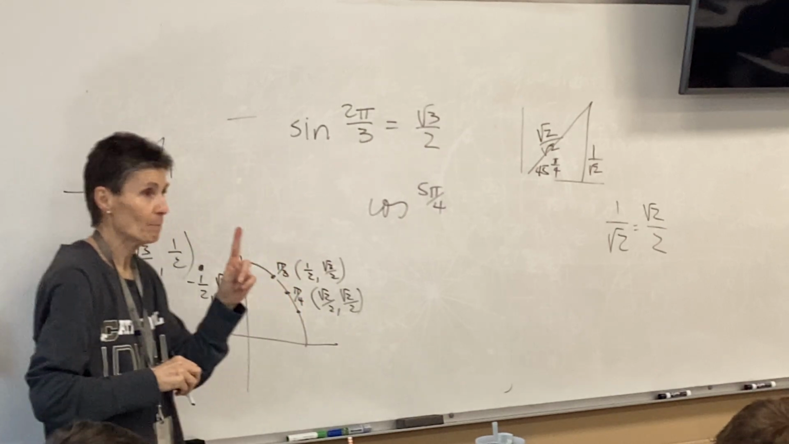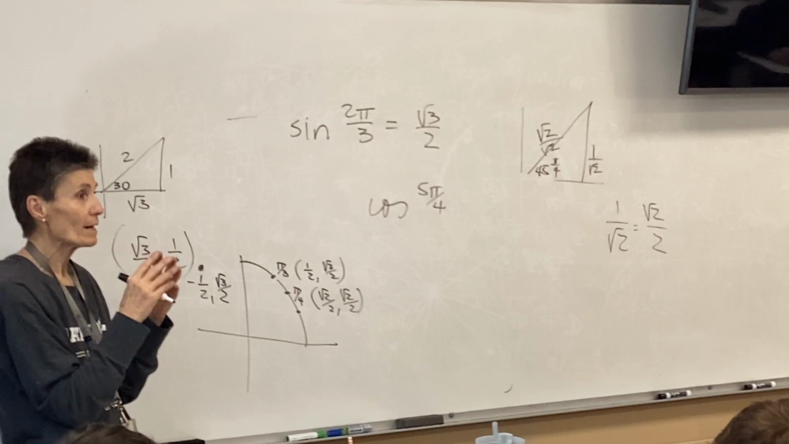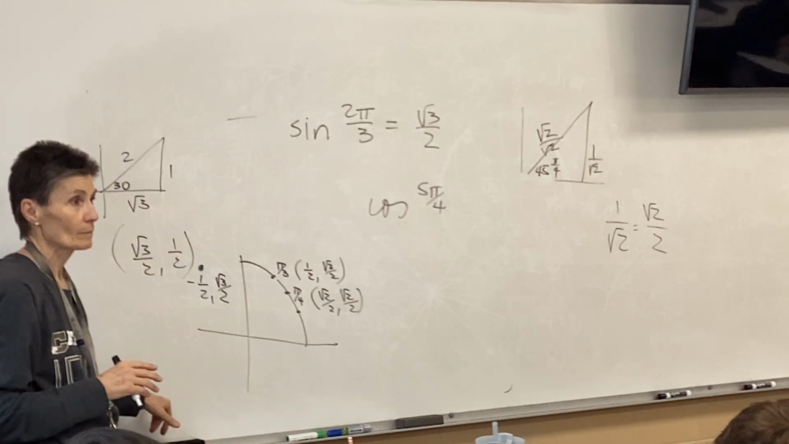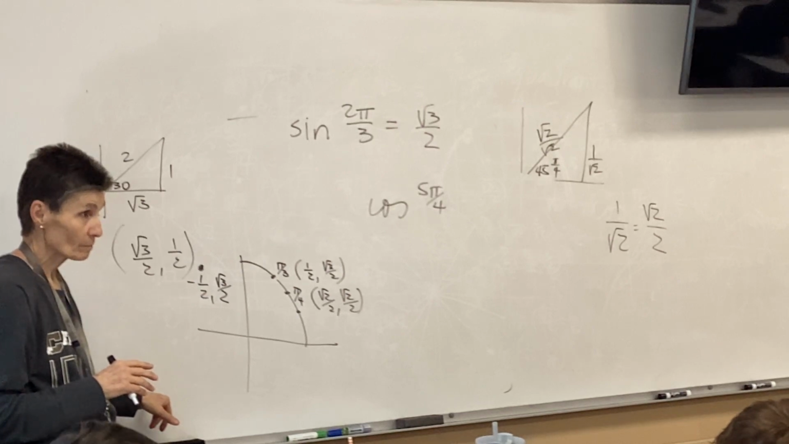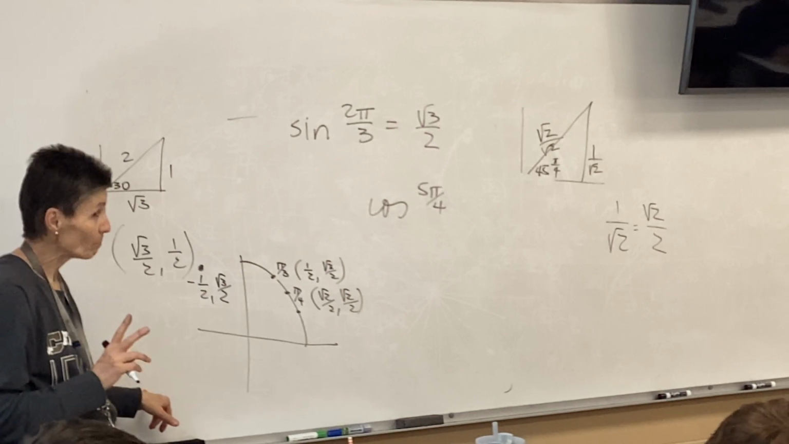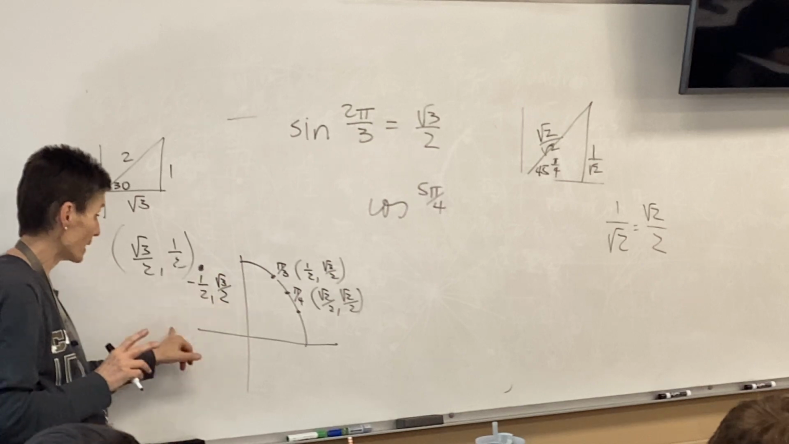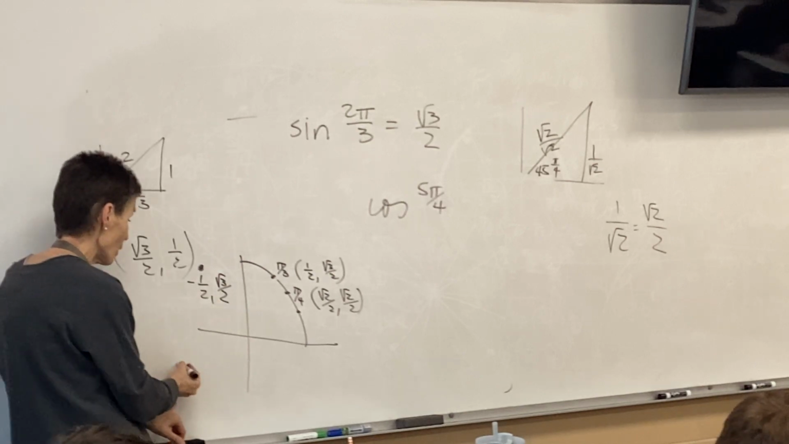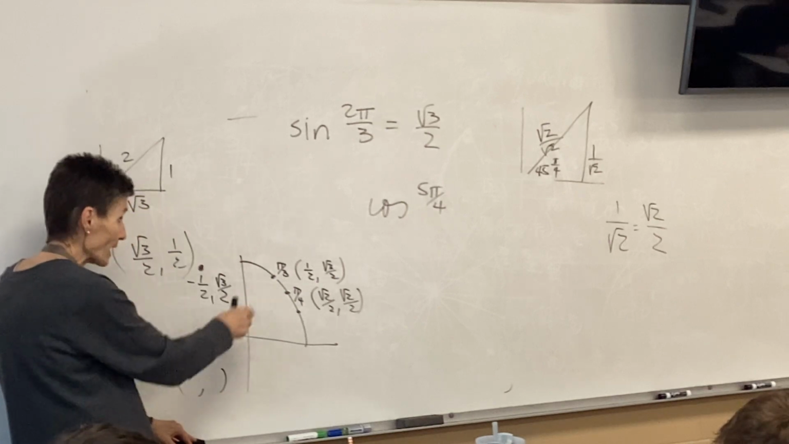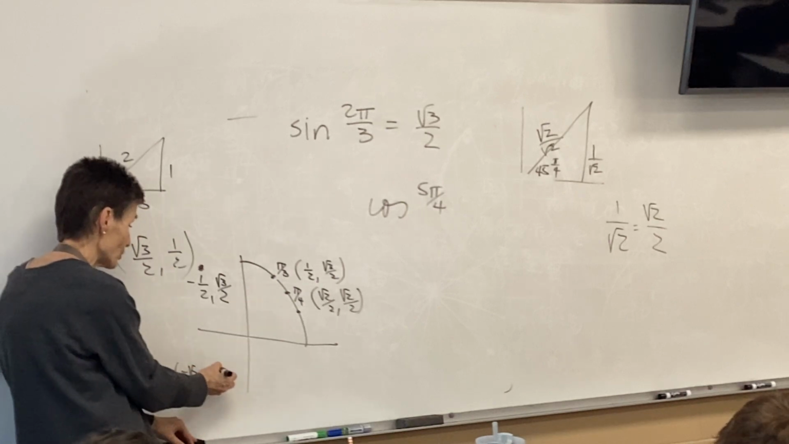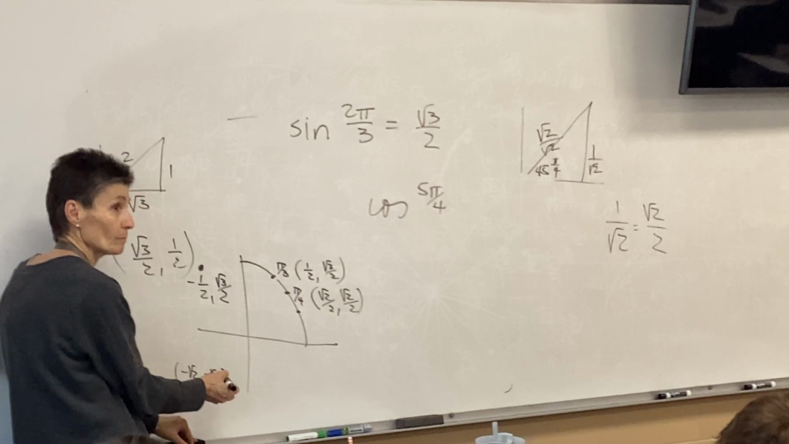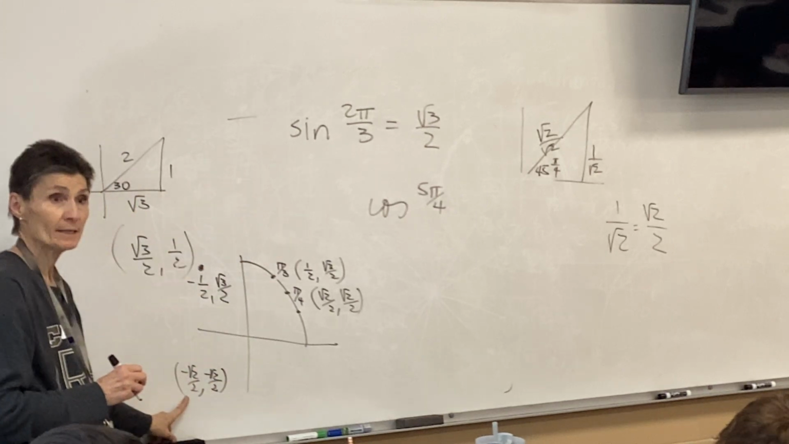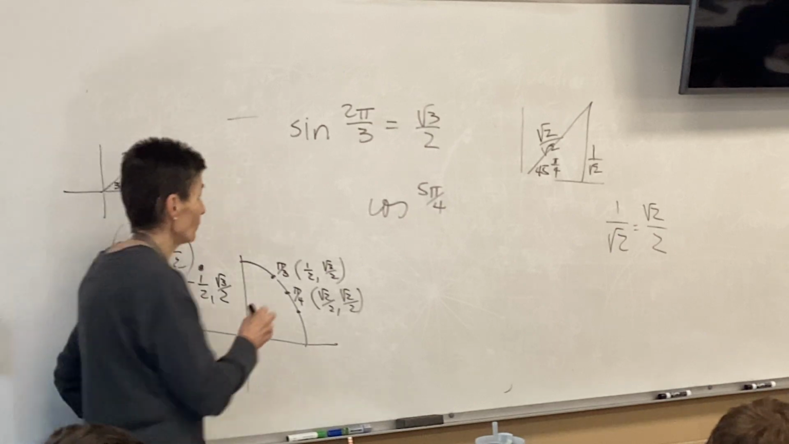But now I want 5 pi over 4. Well, where on the circle is 5 pi over 4? Quadrant 3? 5 pi over 4, 1 and 1/4 pies. So what do you know about these points? For that angle, it'd be negative root 2 over 2, negative root 2 over 2. We want the cosine. Cosine is negative root 2 over 2.